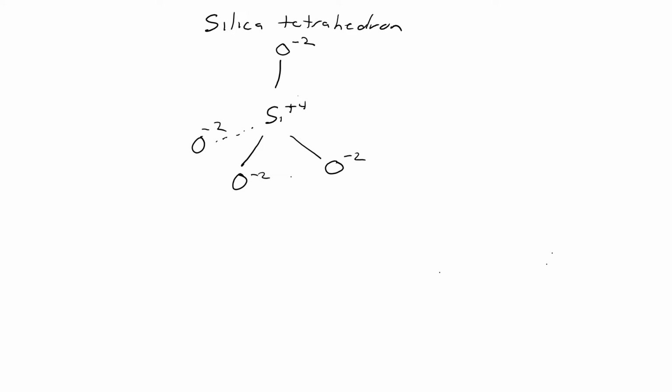Now, let's tally up the charges. So in the middle, we have a silicon with a +4. And it's surrounded by 4 -2 charges from the oxygen. So a +4, -2, -2, -2, -2 gives an overall charge of -4. So this little silica tetrahedron has an overall charge of -4.